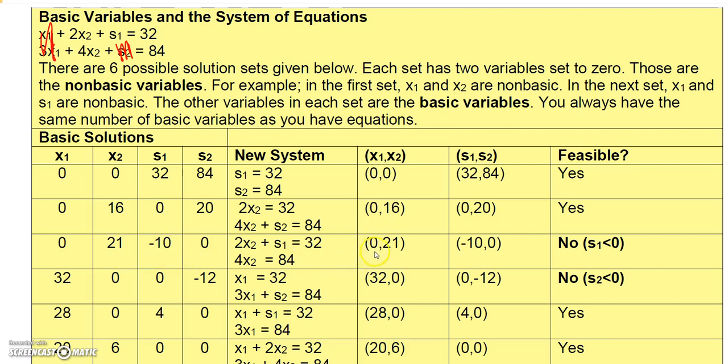So your points would be 0, 21, and the S values would be negative 10 and 0. S1 would be negative 10, S2 would be 0. Now this is not feasible because one of our variables is negative, so that's not a feasible solution.